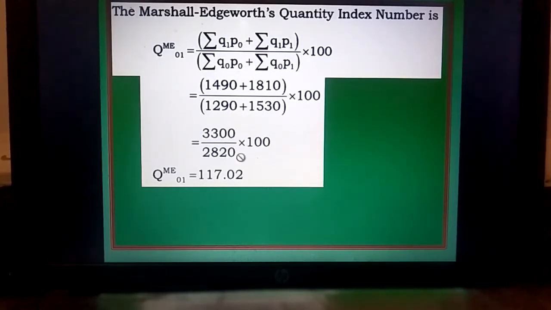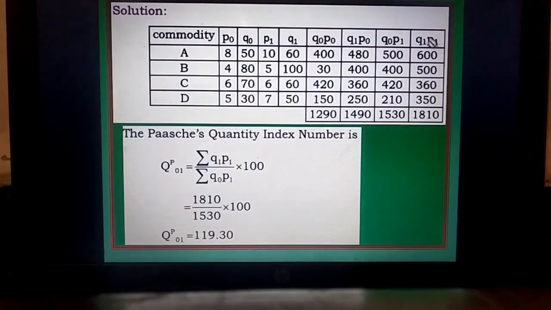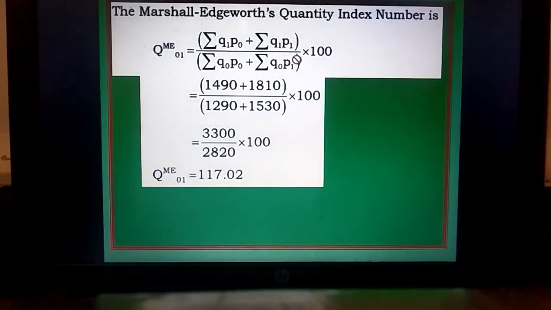It is not the correct formula. So be careful. So here from the calculated data, when we substitute for these four factors, we are going to get 1490 plus 1810 divided by 1290 plus 1530, multiplied by 100. So this addition will go as 3300. This addition will turn out to be 2820, multiplied by 100.